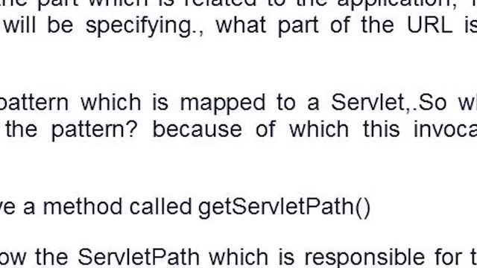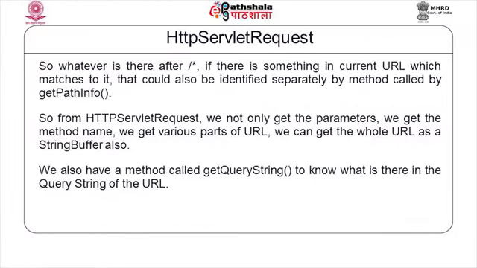And then after the servlet path, for example, if you have that wildcard thing, you would have /* at the end. Whatever is after the /* part, if there is something in the current URL which matches it, that could also be identified separately by calling getPathInfo. getPathInfo is the additional part which is available to us.